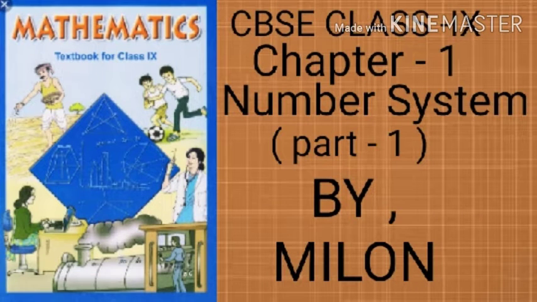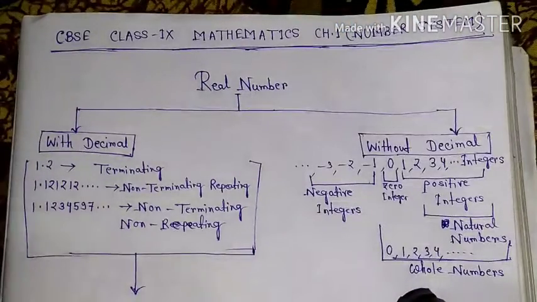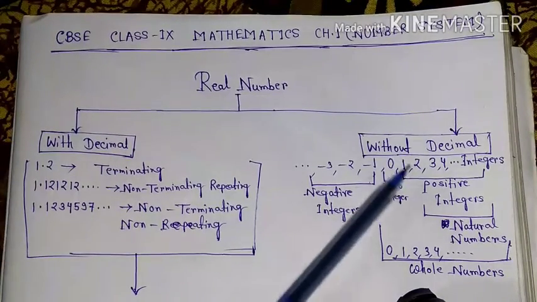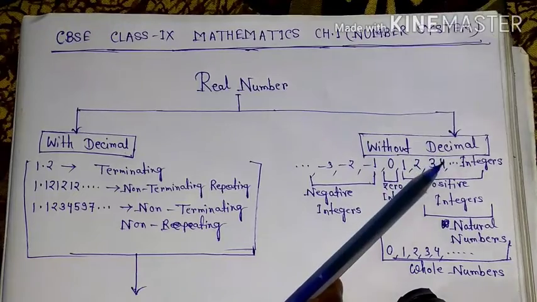Today we discussed class 9 chapter 1. The chapter name is Number System. First we learn about real numbers. Real numbers can be divided into two types: one is with decimal and the second is without decimal.